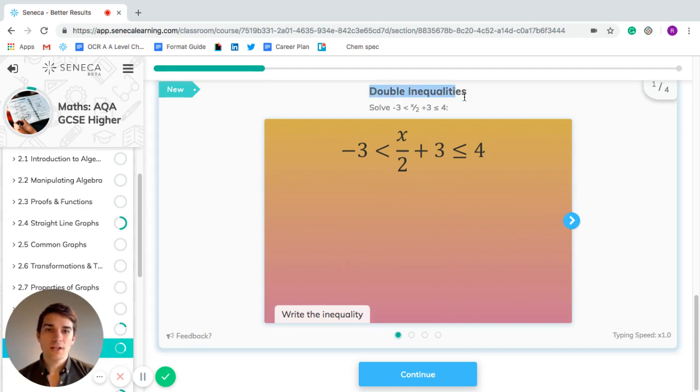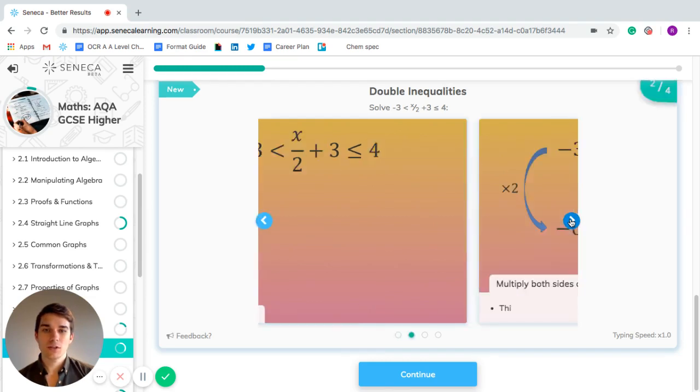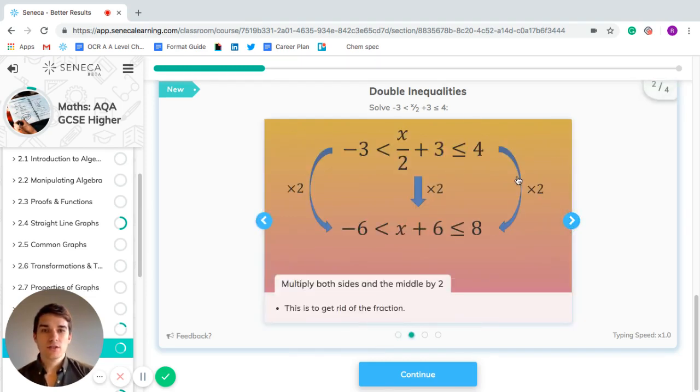So double inequalities, that's another thing we could be looking at. Here you've got negative 3 is smaller than x divided by 2 plus 3, which is smaller than or equal to 4. So a bit more complicated here with the double inequality. What we can do to start with is get just x on it, so get rid of the coefficient in front of x. Here it's x over 2, so we can times the whole lot by 2 to get just x on its own.